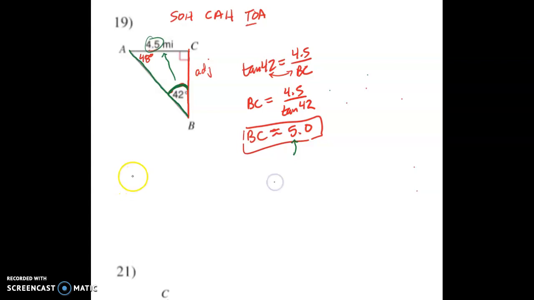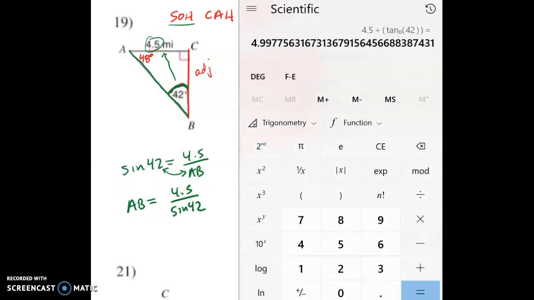So with reference to the 42, I've got the opposite, and I'm trying to find the hypotenuse. So that's the sine function. So I've got the sine of the 42-degree angle relates the opposite side to the hypotenuse, which is AB. Go through and solve. We would just flip these two. We would multiply by AB on both sides and then divide by sine of 42 on both sides. That leaves us with this. Go through and solve for AB.